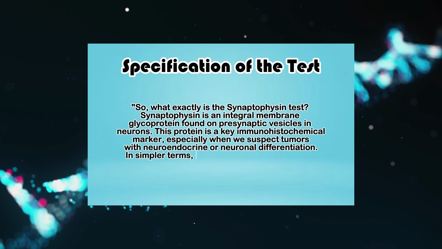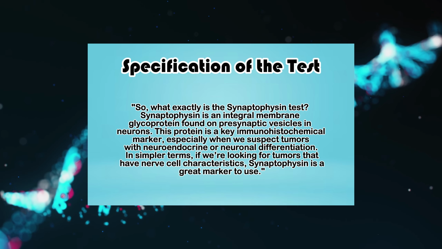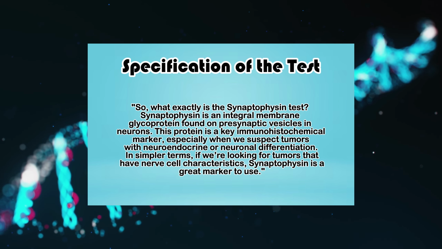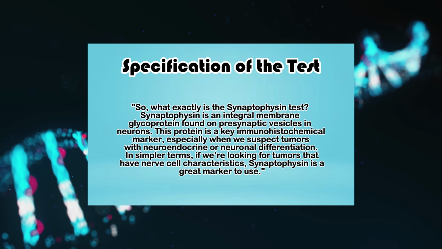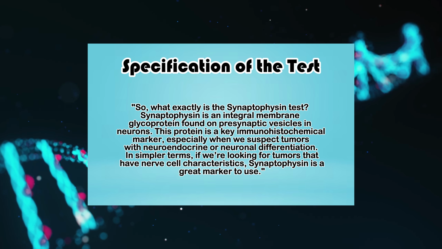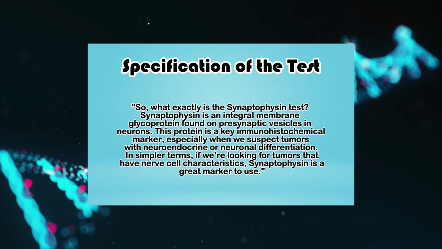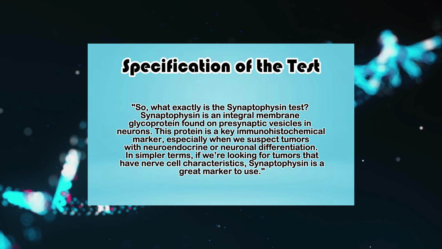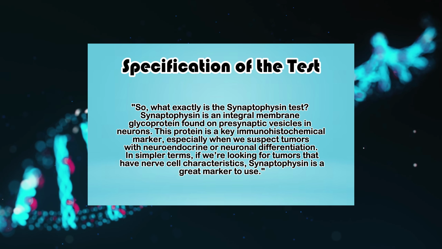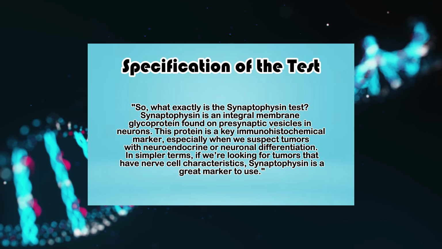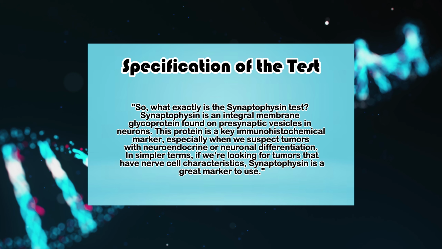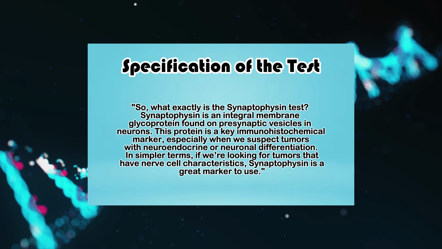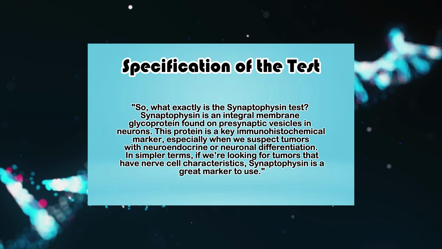This includes any symptoms, medical history, and previous diagnosis that could provide context for the test and its findings. Specification of the test. So, what exactly is the synaptophysin test? Synaptophysin is an integral membrane glycoprotein found on presynaptic vesicles in neurons. This protein is a key immunohistochemical marker, especially when we suspect tumors with neuroendocrine or neuronal differentiation. In simpler terms, if we're looking for tumors that have nerve cell characteristics, synaptophysin is a great marker to use.